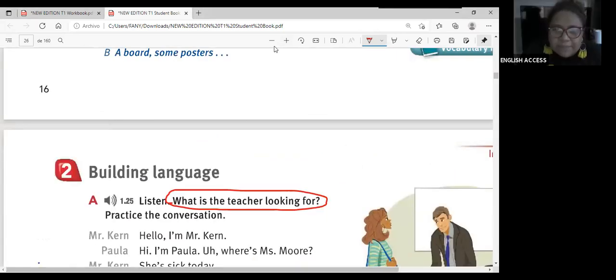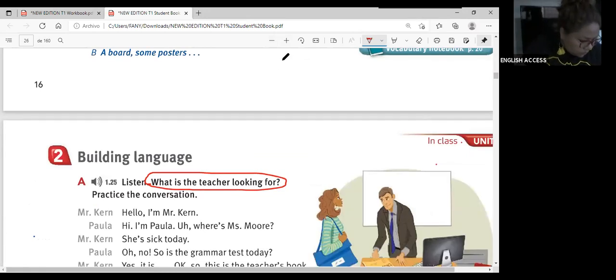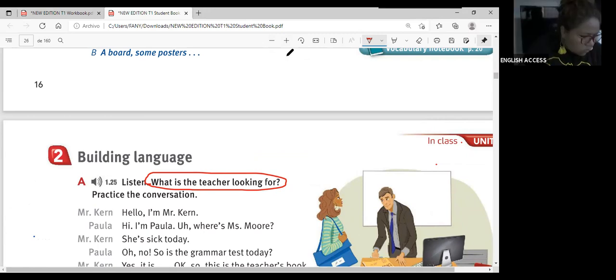I always forget about the page. Page 17. Grammar. Question. Page 17. 2. Building language. A. Listen. What is the teacher looking for?